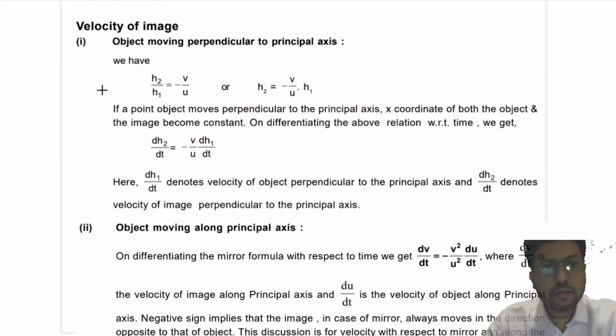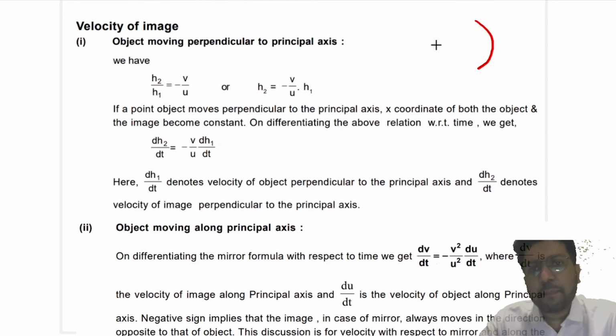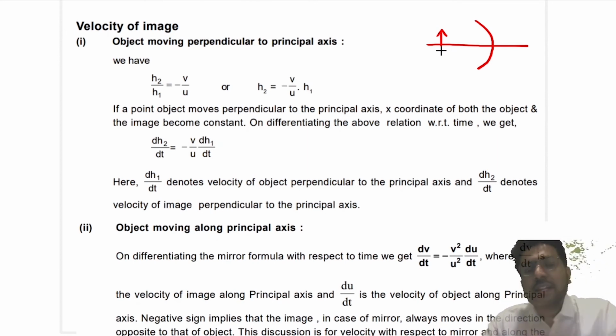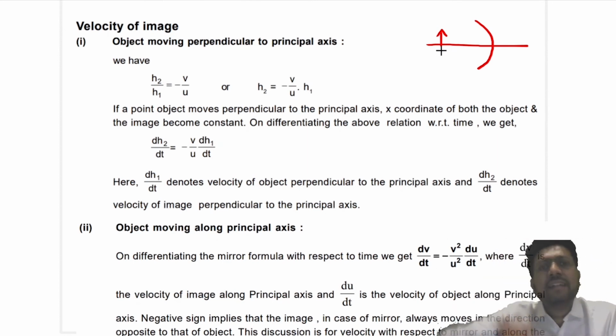Alright. Now, velocity of image. We will discuss it under two heads. First is when the object is moving perpendicular to the principal axis. This object here is moving perpendicular to the principal axis. You know that if the object is moving perpendicular to the principal axis, that means the height is changing, right?